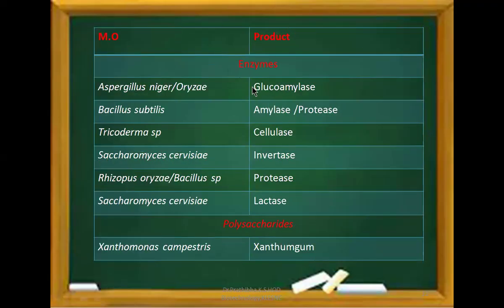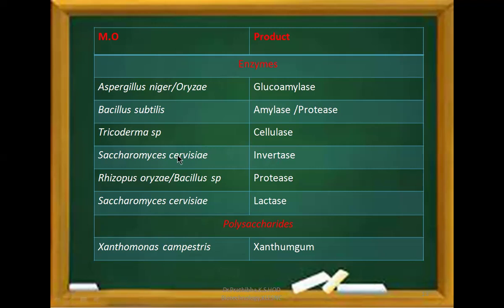Further, we can also obtain enzymes by using these genetically modified organisms, or by changing their genes, we can obtain glucoamylase, or by giving the proper substrate, we can get the proper products. Glucoamylase, that is Aspergillus niger or maybe oryzae. Amylase or protease by using Bacillus subtilis. Cellulase enzyme extracted by using Trichoderma species.